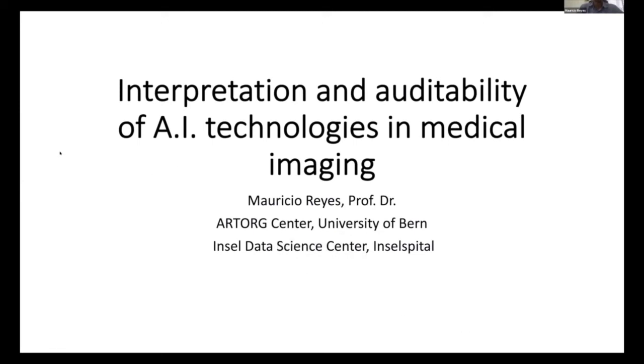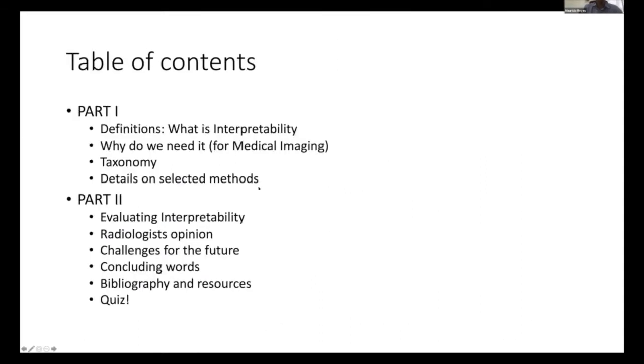This might be a new topic for many of you. It is rather new in the domain of AI, how to actually interpret and audit AI technologies. We are going to go through two parts in this talk. Part one is more about introducing some definitions, a bit of the taxonomy, what it is, and some examples. We are trying to motivate why we need interpretability.